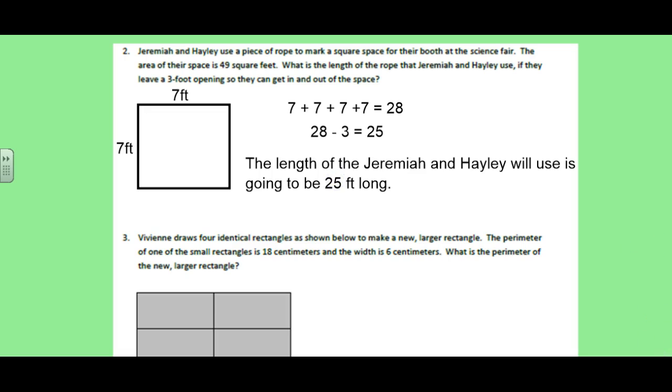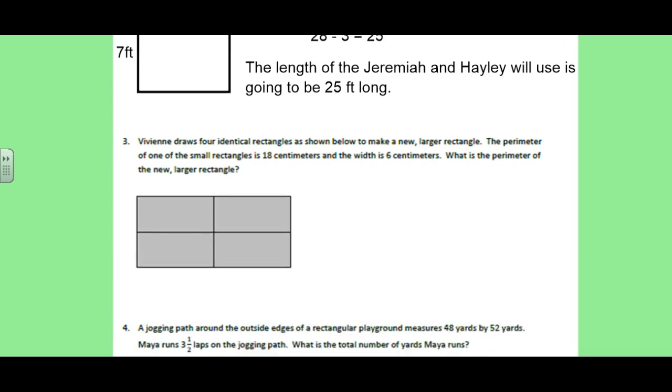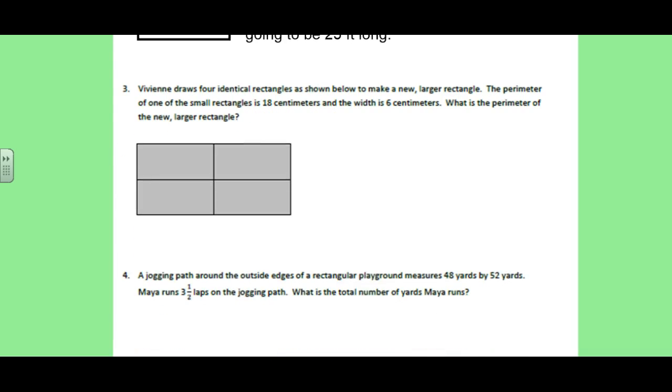You have to really look at these closely so you know exactly what you need to do to get it solved. Number 3 says, Vivian draws 4 identical rectangles as shown below to make a new larger rectangle. The perimeter of one of the small rectangles is 18 centimeters and the width is 6 centimeters. What is the perimeter of the new larger rectangle?